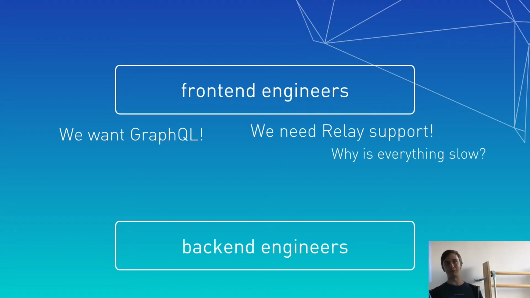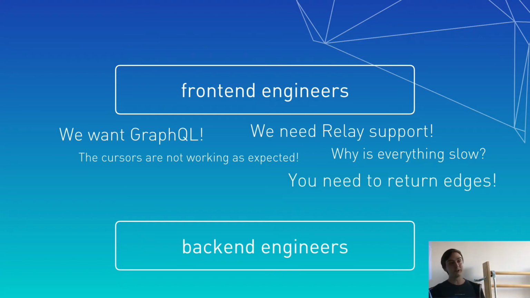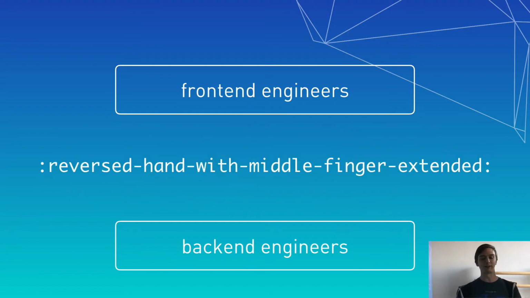And then we were asking, why is everything slow now? The cursors are not working as expected, and you need to return edges and not nodes, and all these crazy GraphQL specific things. And can we have this mutation and that mutation? The backend has a bug. Then we realized, oh no, it's relay that has a bug, and we had all blamed the backend engineers. And finally, the backend engineers were like, reversed hand with middle finger extended emoji. So that was the case, and it didn't really work out for us that way.